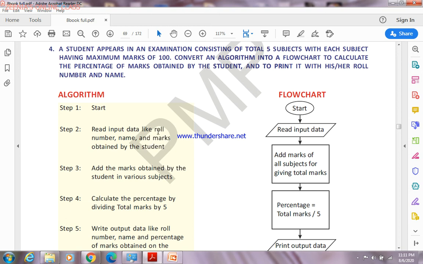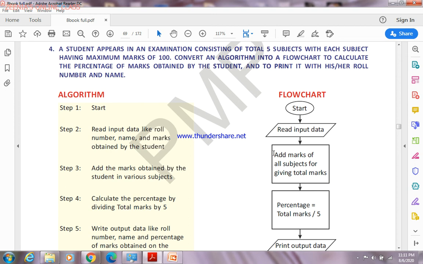So this process is to be written in a parallelogram. So this is telling us to read the input data. Read the input data means we will take the roll number, we will take the name, and we will take the marks obtained by the student in all the 5 subjects. Then the formula means we will add those marks.